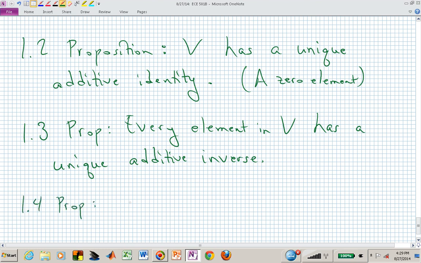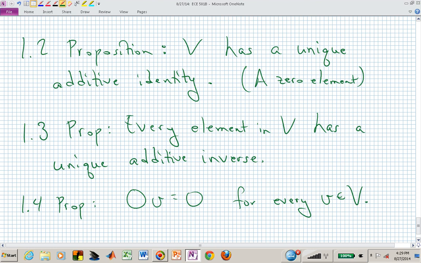Proposition: if we take 0 times v, it is equal to 0, for every v, an element in your vector space. V is a vector. Here's where it might be confusing, and maybe I did this intentionally: those zeros look the same in my writing, but they're definitely not the same.